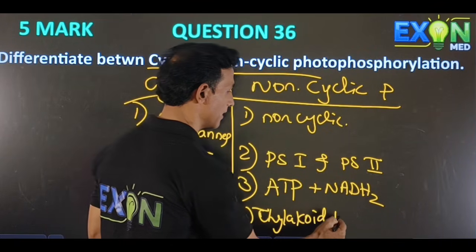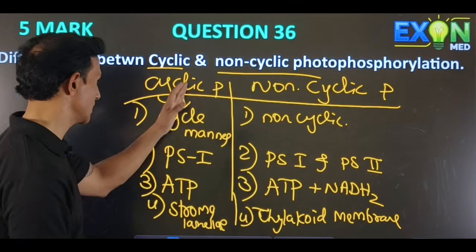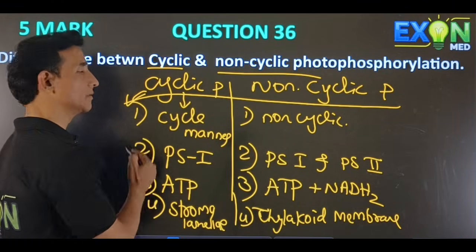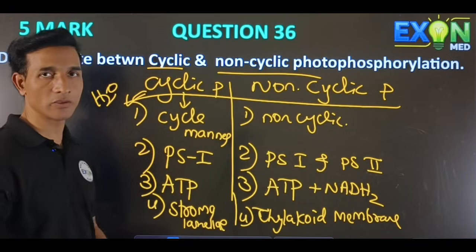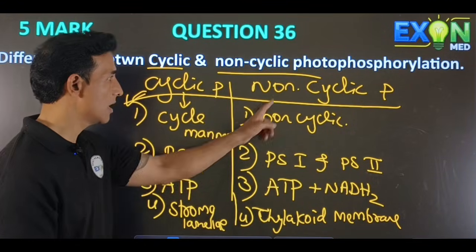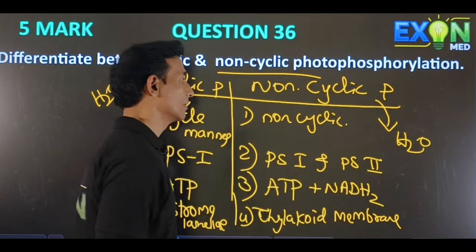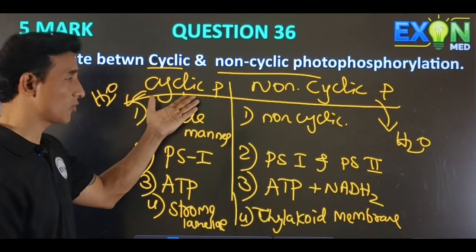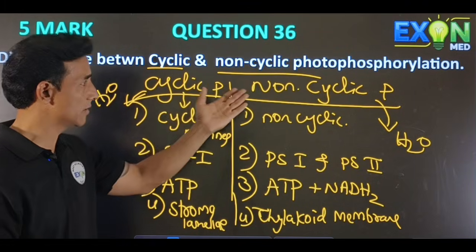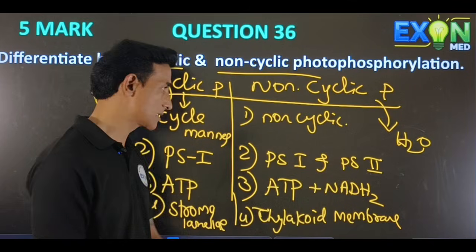Thylakoid membrane. And the last point is here. In cyclic manner, there is no breaking or splitting of water molecules. But in non-cyclic, there is splitting of water molecules. And you can write another point also. In cyclic photophosphorylation, there is no release of oxygen. But non-cyclic photophosphorylation helps in the release of oxygen.